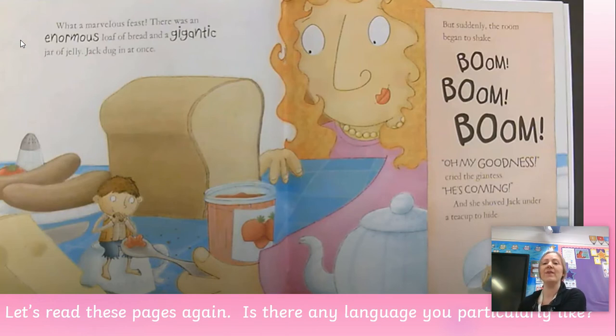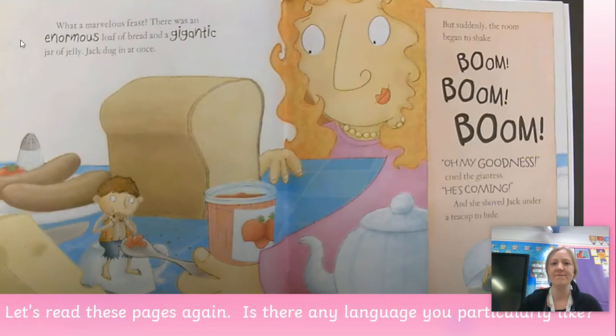Right, we are going to read this page again. So just have a look at the page that's on the screen right now. It's a double page spread. And we are just going to have a look at this page again. Look at the pictures and listen carefully to these words.